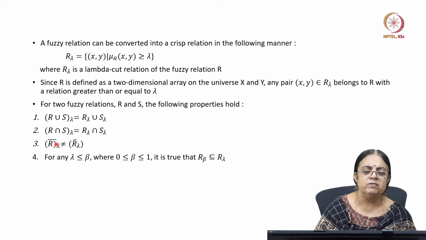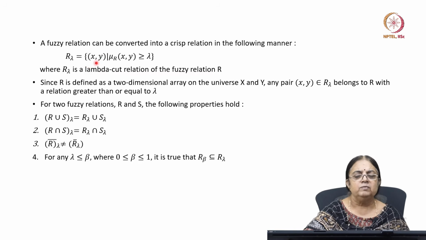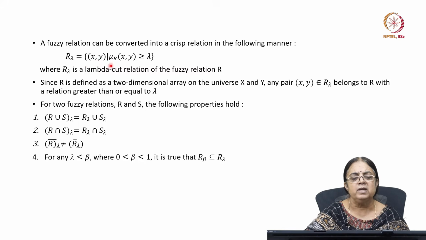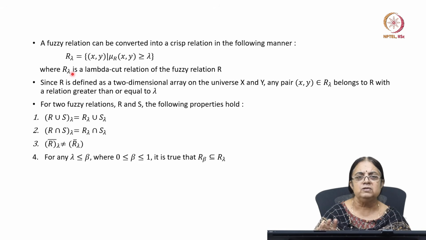Similarly, you could also have a lambda cut for a relation. So if we have a relation R between the universe X and universe Y, you get mu R of xy that should be greater than or equal to lambda. So what do you get as R lambda? R lambda is a crisp relation, so it will be a matrix which consists of zeros and ones basically.